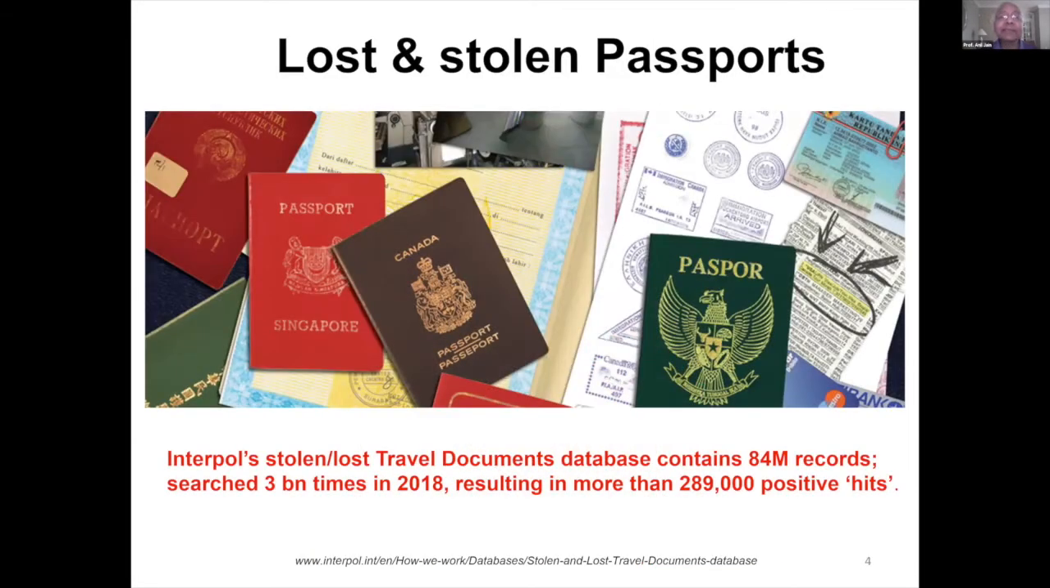So here are some statistics about lost and stolen passports, which are important travel documents. Interpol is the central agency which keeps a database of about 84 million records of stolen documents. And it was searched 3 billion times in 2018, resulting in close to 300,000 positive hits. So in fact, there are some gangs who are charged with stealing passports from desirable countries like the US, Canada, or Europe.